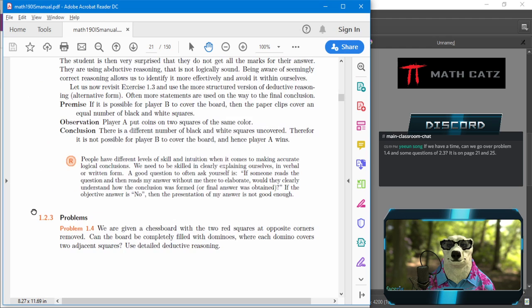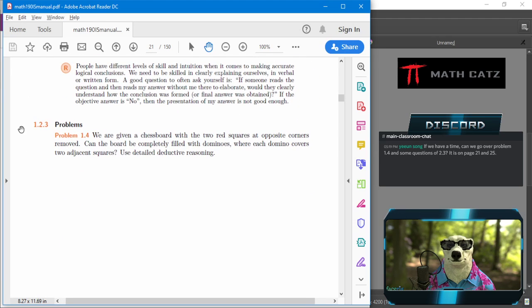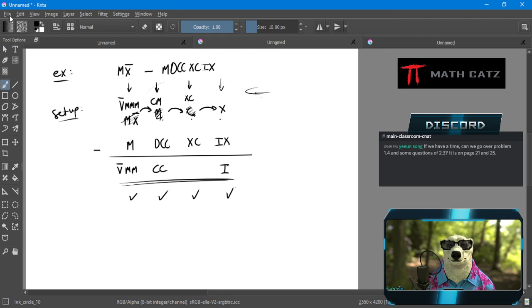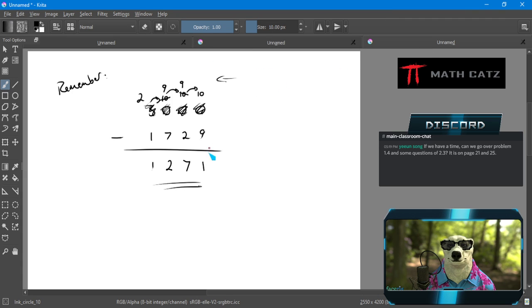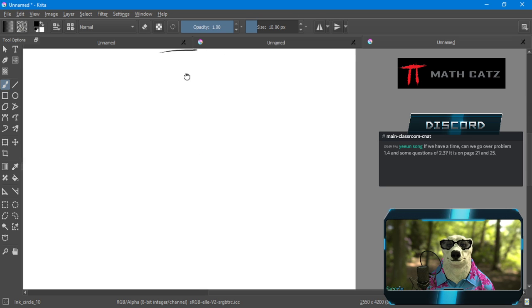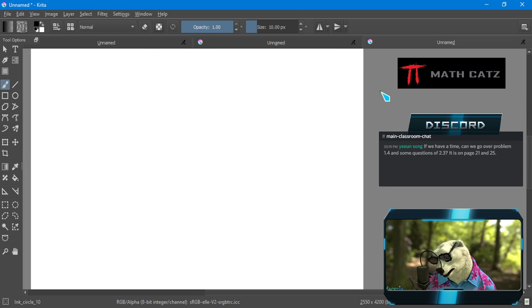You can use the same idea as the basic deductive reasoning template: premise, observation, conclusion. If you want a clue for how to do it, I can give you a clue for sure. Let's do it. But it's not going to be a test question in any way.